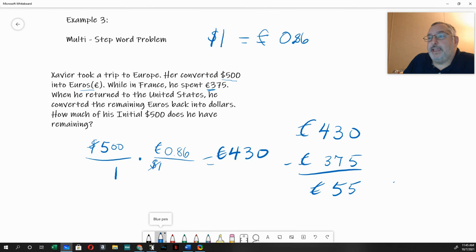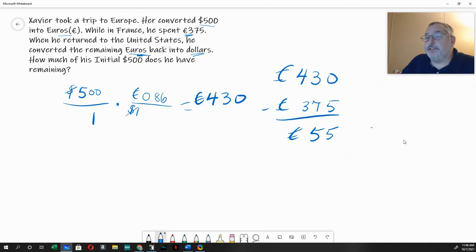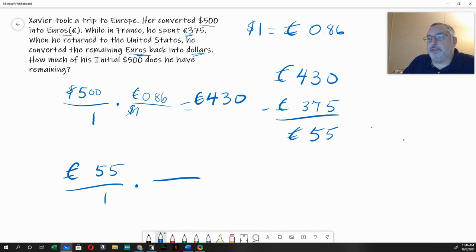Now we have to answer the last part of the question, which is when he got back to the US, he converted the remaining back into dollars. So we need to convert these 55 euros back into dollars. So this time it's a second problem. This time I'm starting with 55 euros. I'm going to use my conversion, which we'll still use as $1 equals 86 hundredths. And so in my conversion, I'm trying to cancel out euros this time. So this part of the conversion goes in the denominator, and $1 goes on top.